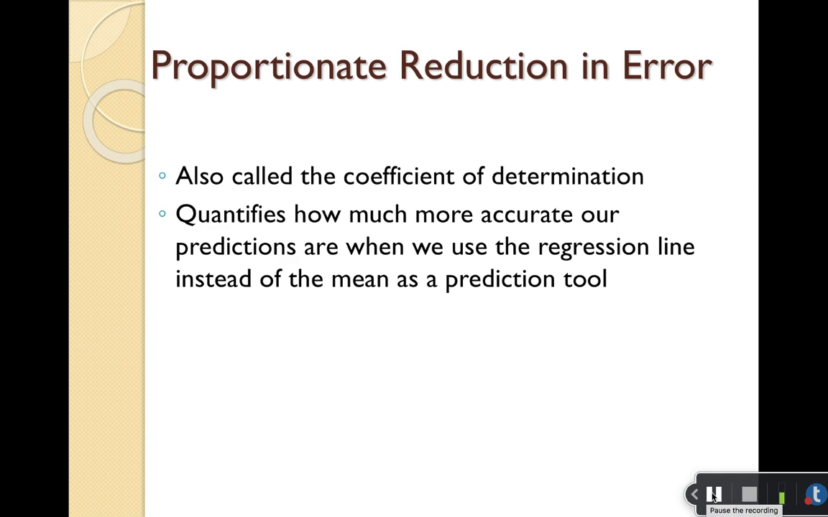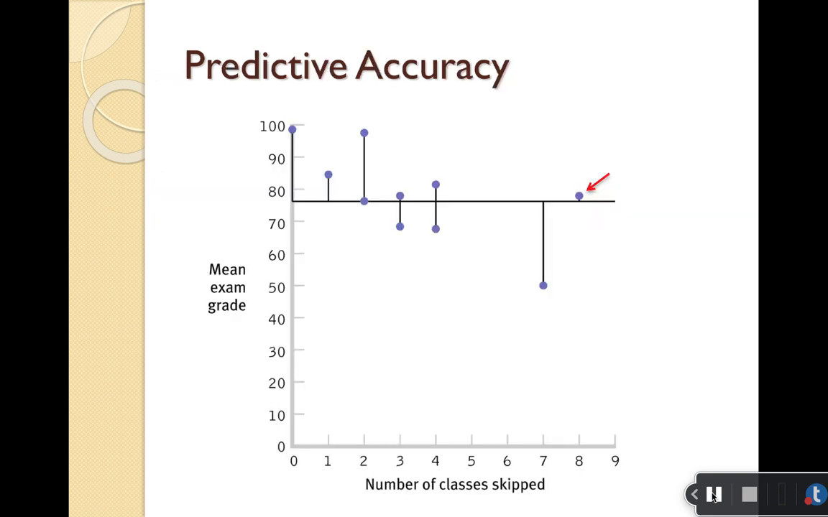In order to see how accurate our regression equation is, or how good we are at making predictions with it, we'll need to look at something called the proportionate reduction in error, which is also sometimes called the coefficient of determination. And all this is doing is quantifying how much more accurate our predictions are when we use a regression equation or a regression line instead of using just the mean as a prediction tool.